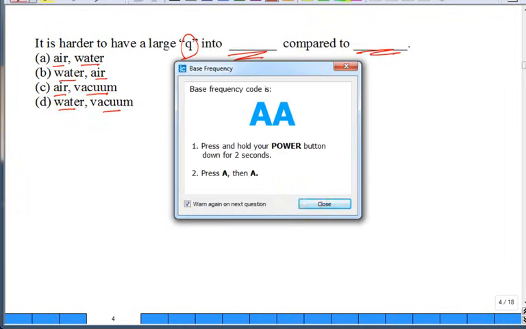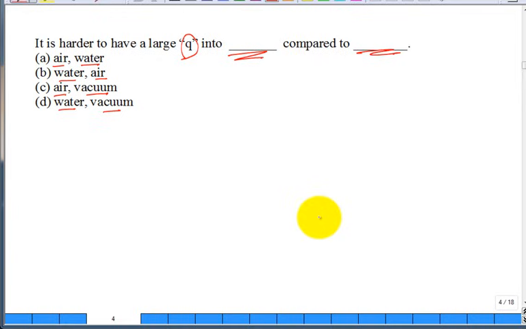I'll give you a few seconds here to answer. All right, everybody in?